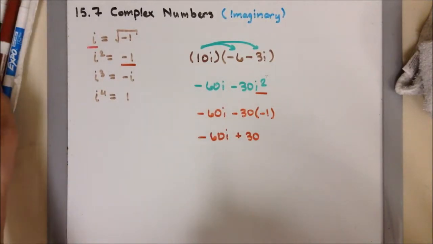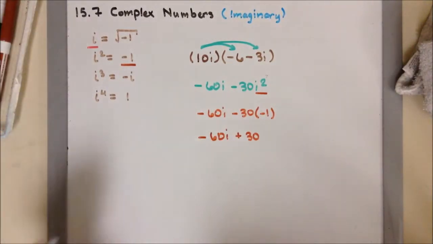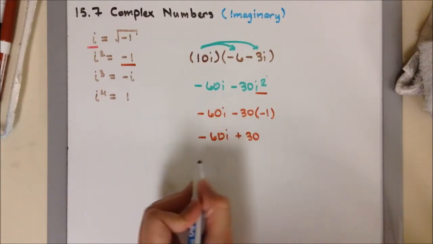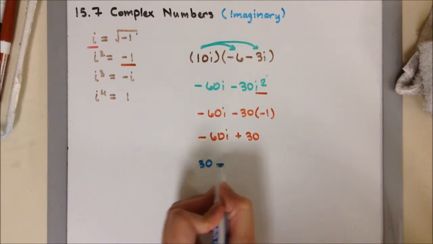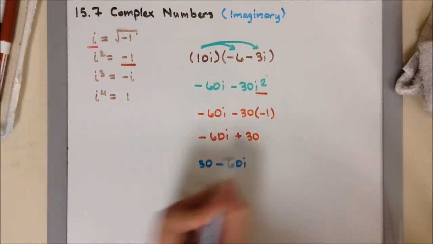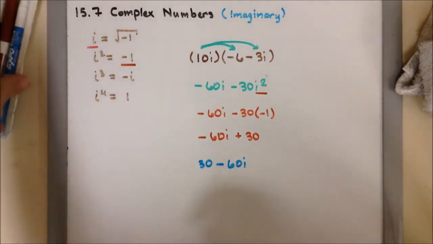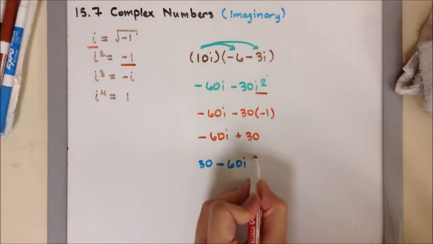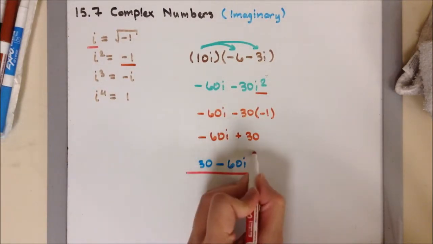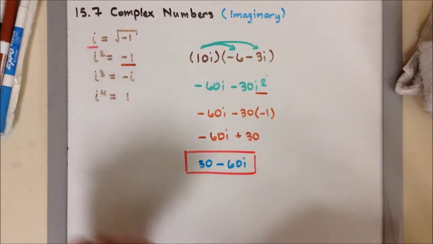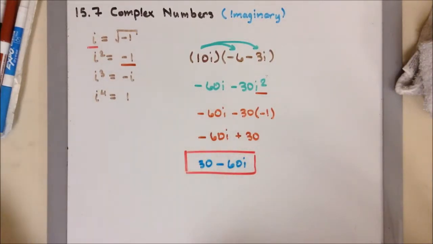And then I'm almost done. I need to write my answer in standard form. So my real number is first, so positive 30. Then my complex number, so my -60i. And that is our final answer. And that's all you have to do.